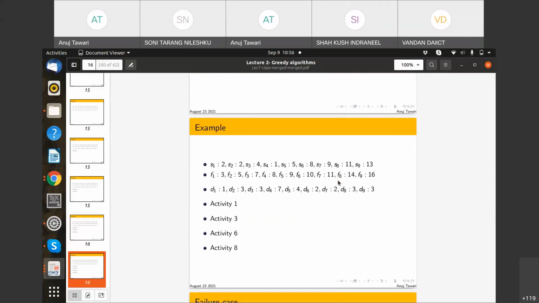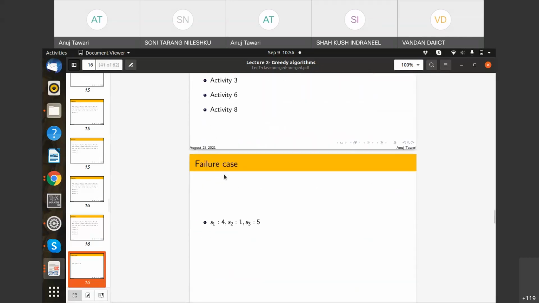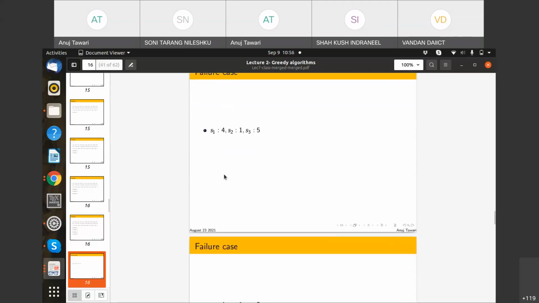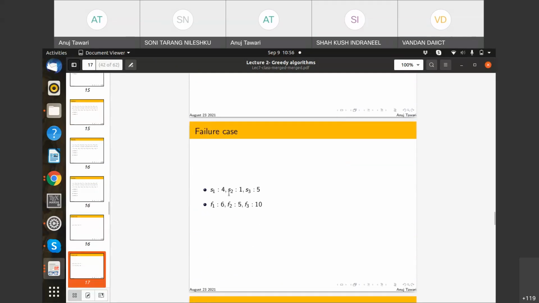Right? If you look at just the shortest duration, this is not going to work for everything. And here is a failure case. Let's say we are given the jobs 4 to 6, 1 to 5, and 5 to 10.